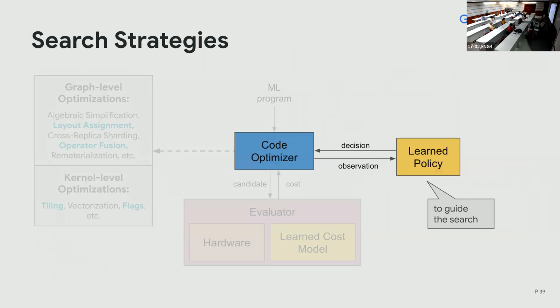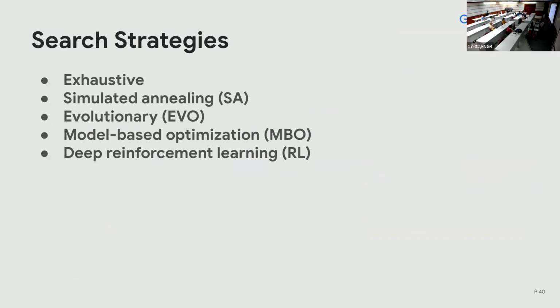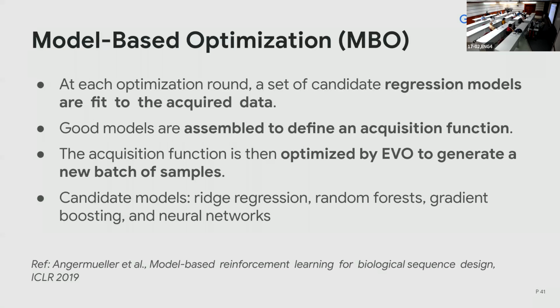All right. So the next part where we could try to apply machine learning is to guide the search, right? In this part, we also explore different search strategies. We consider simple ones: exhaustive search, simulated annealing, evolutionary search, and also more advanced search algorithms that use machine learning, including model-based optimization and deep reinforcement learning, or RL. I'm gonna go into a little bit of detail for the last two, so you understand what they are.